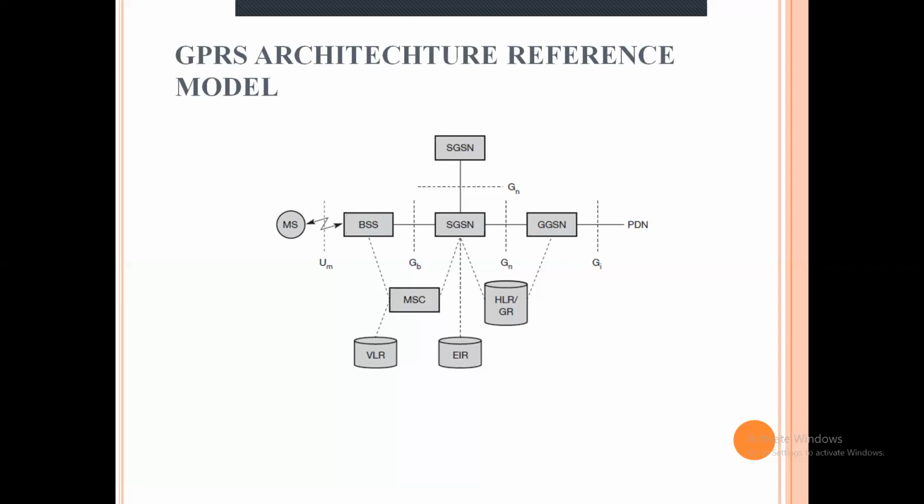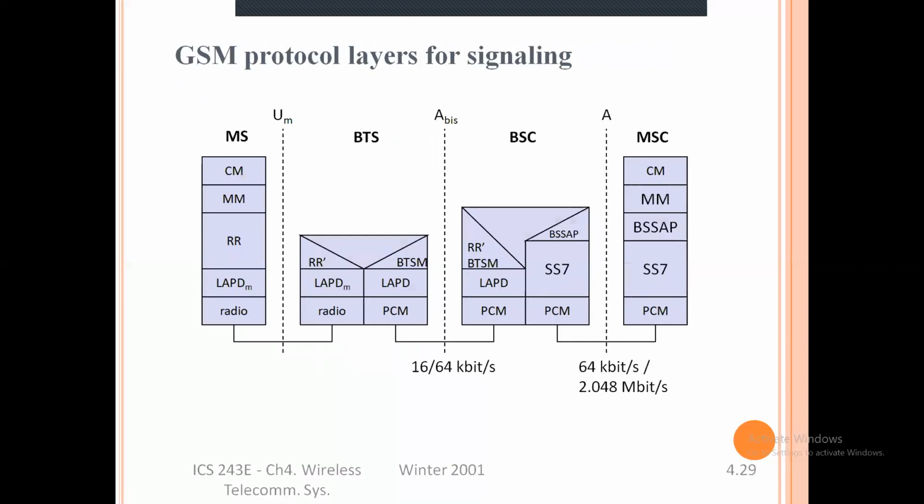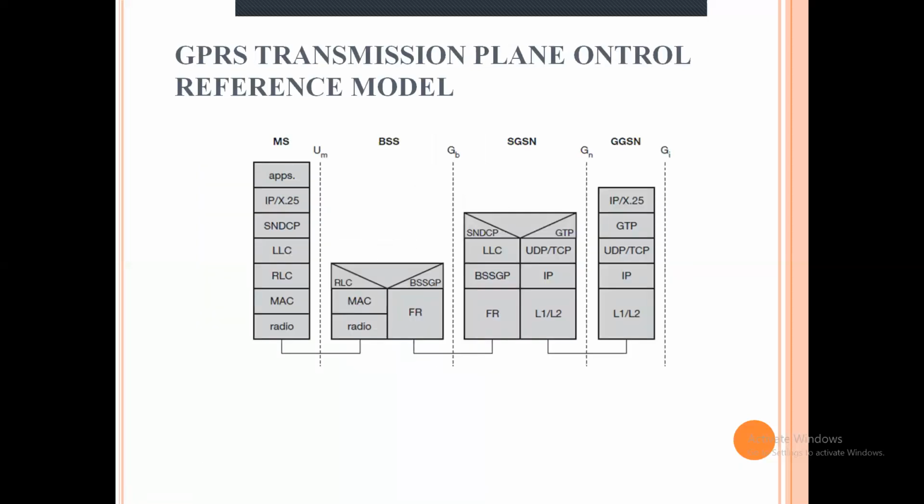Now we are moving to the next topic, that is GPRS protocols. Previously we discussed one protocol architecture, the protocol structure, the GSM protocol layers for signaling. Likewise, now we are going to discuss the GPRS transmission plane reference model. This represents the protocols involved in the GPRS reference model. What are the several protocols involved in the GPRS reference model?